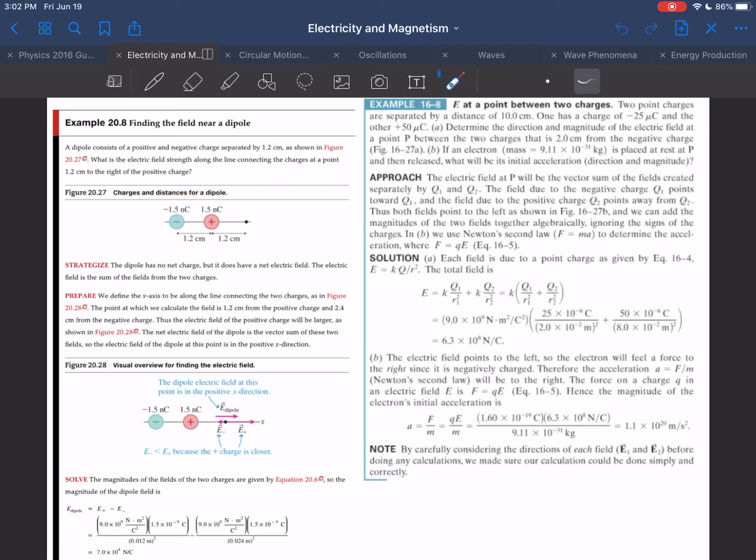This negative charge, though, would attract a small positive test charge placed at this point, and so the negative charge will contribute a small portion of the electric field to the left, in the opposite direction. On the other hand, the portion of the electric field from the positive charge will be significantly bigger than the portion from the negative charge, because that point is 1.2 centimeters away from the positive charge, and from the negative charge, that point is 2.4 centimeters away.